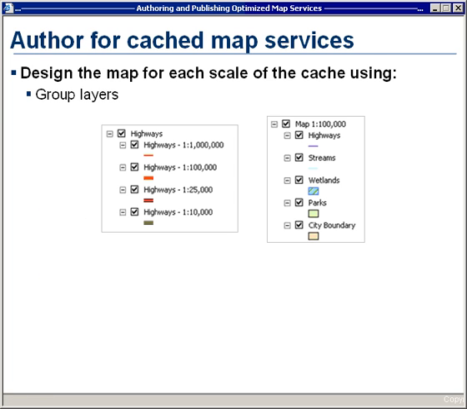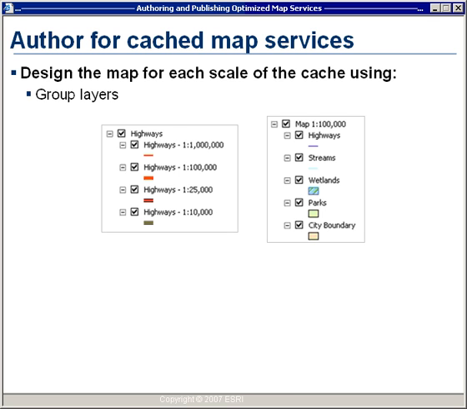I now want to talk about the authoring process for a map document that will be used for a cache map service. You want to design your map document for each scale that you intend to build the cache at. The approach you take will be up to you, but you can see two examples here. The first shows a group layer created for a general layer, in this case highways, and the layer has been added, or the data has been added and symbolized multiple times for each scale level.